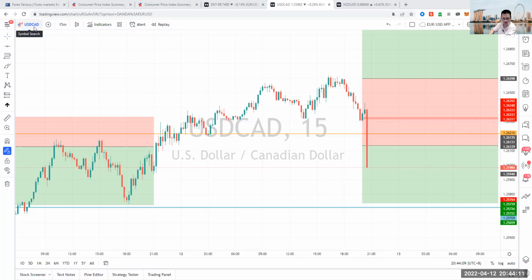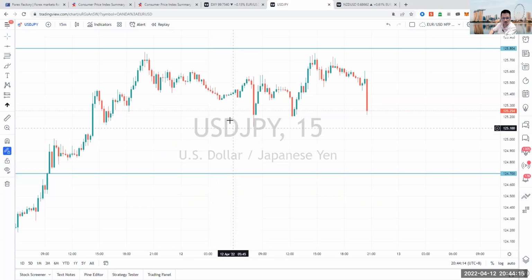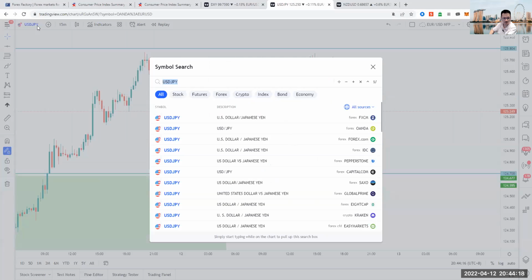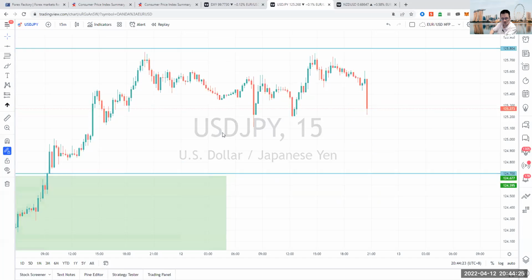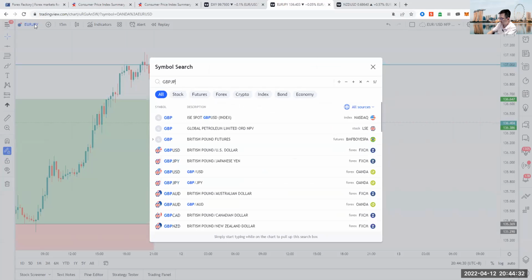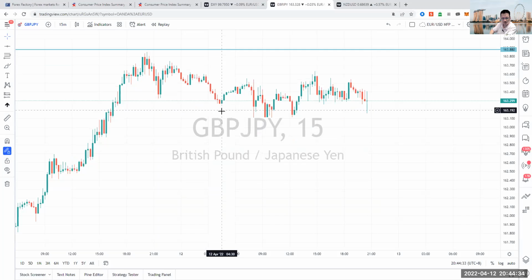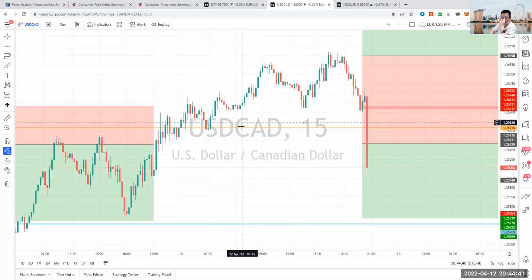Any other pair? US yen still coming down together with the CAD. Euro yen is bouncing back up, so it's just in the middle. That's why we don't want to do anything there. Pound yen is still sitting at the middle point, so nothing there. US CAD again, starting a small bounce right now.